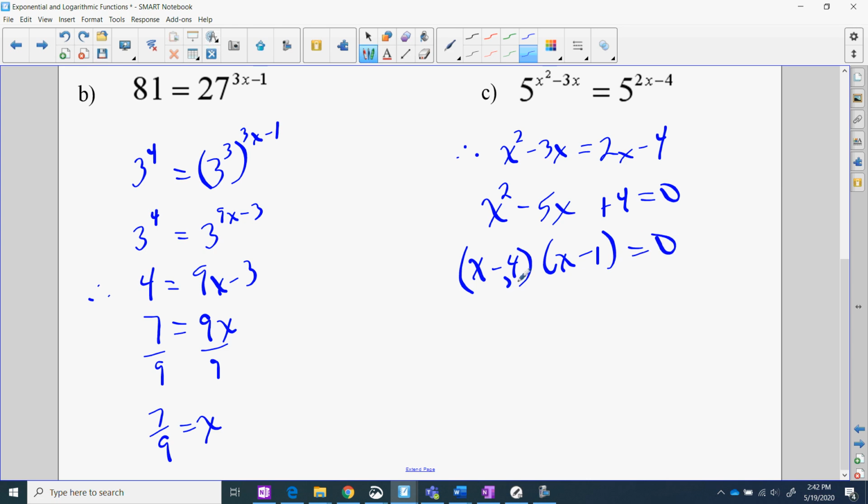So this bracket is multiplied by this bracket, and the answer is 0. Well, the only way to multiply and get 0 is if one of the brackets is 0.